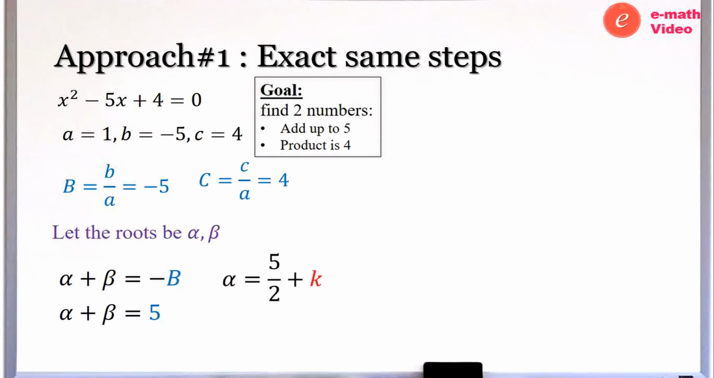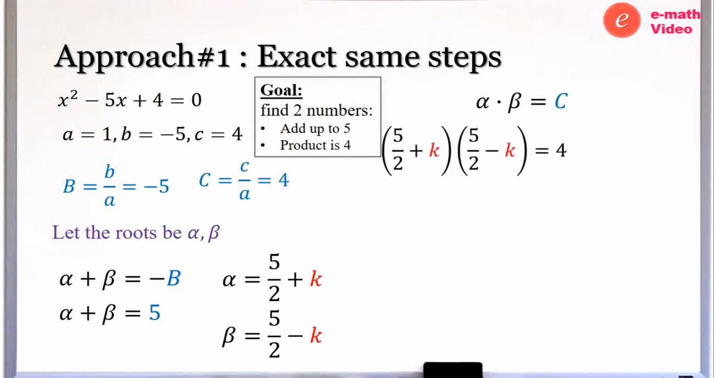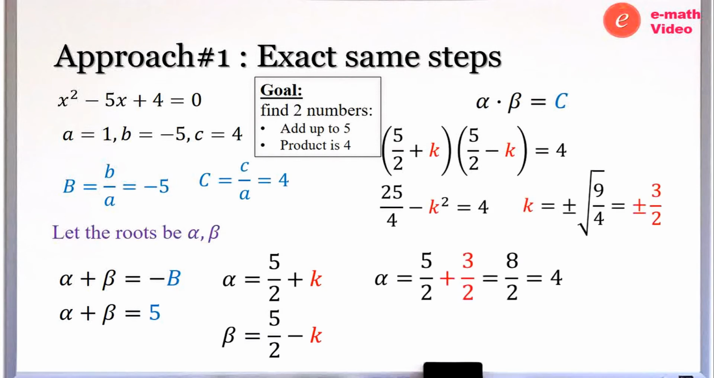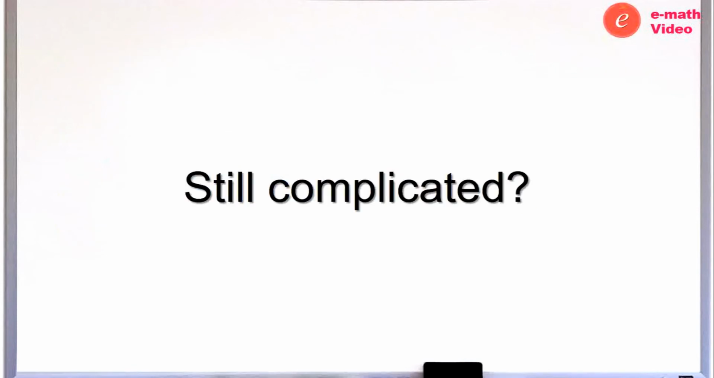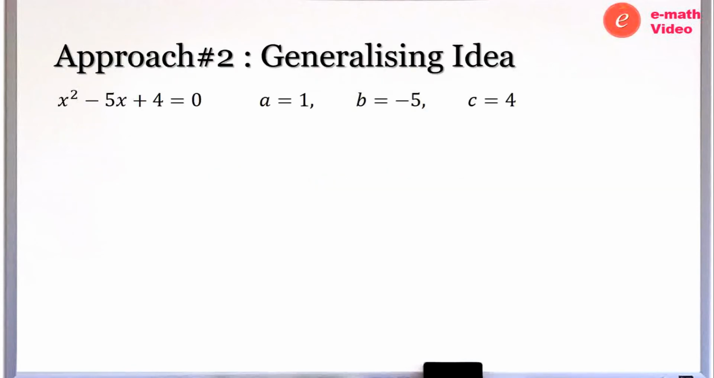Alpha is 5 over 2 plus some increment k. Beta is 5 over 2 minus some increment k. Product of roots equals capital C. Sub in alpha and beta. Solve for k. Add k back to get alpha equals 4 and beta equals 1. That's the answer. Still complicated? Well, I will try to further generalize this idea in our second approach.